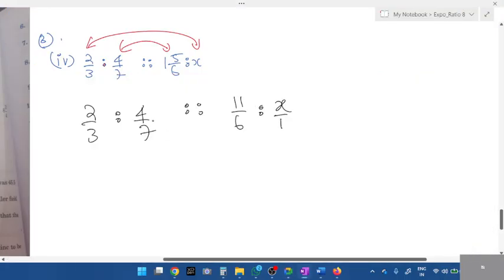How do you solve this, students? How do you solve when one value is missing? What's the formula? Whenever you see proportion, just use the product of means is equal to the product of extremes concept. First thing, do we have any denominators here? Any denominators given?